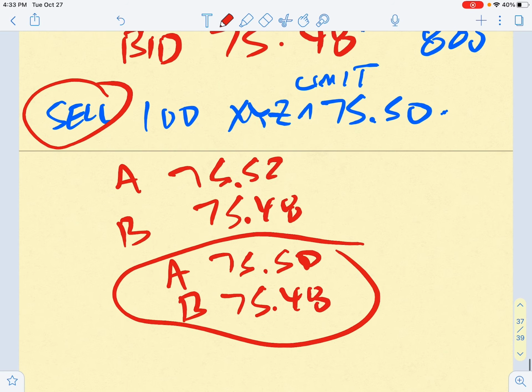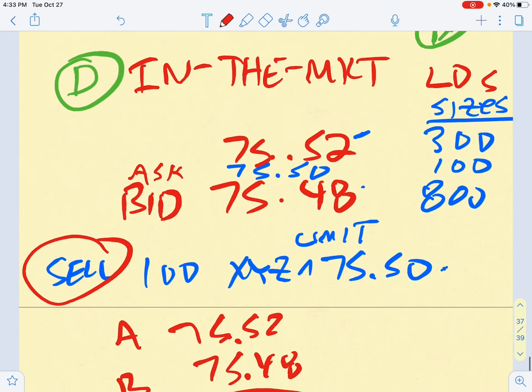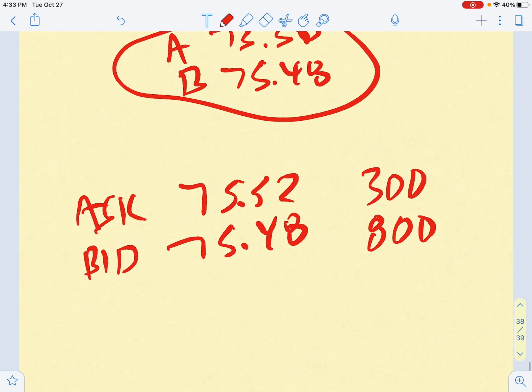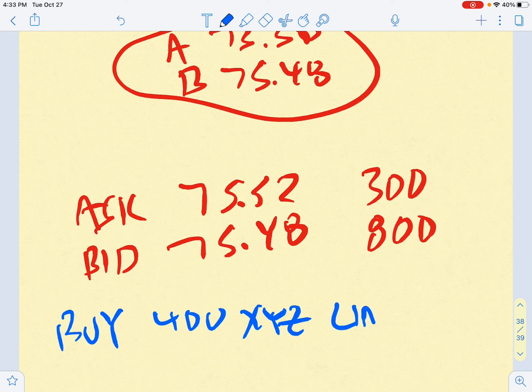Now let's assume, since we already saw a sell in the market limit order, let's look at a buy in the market limit order. Buy 400 XYZ, limit. Well, let's do 75.50 again. Buyers look for sellers, sellers ask. No one's willing to sell for anything less than 75.52. This fellow is not willing to pay any more than 75.50. All right. But something interesting has happened. 75.48 is no longer the highest price that anybody is willing to pay for this stock.